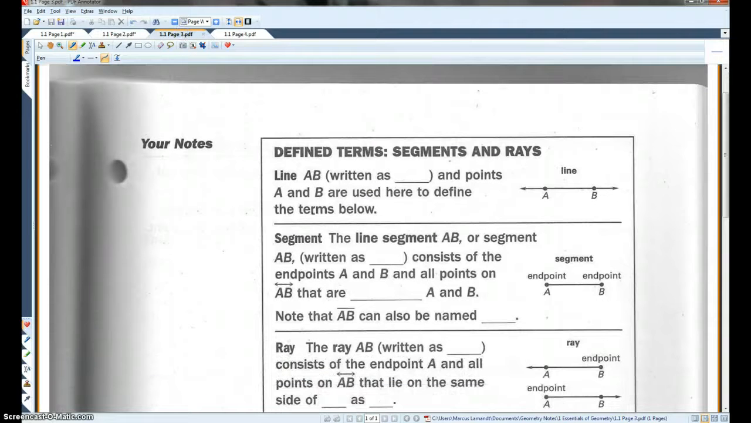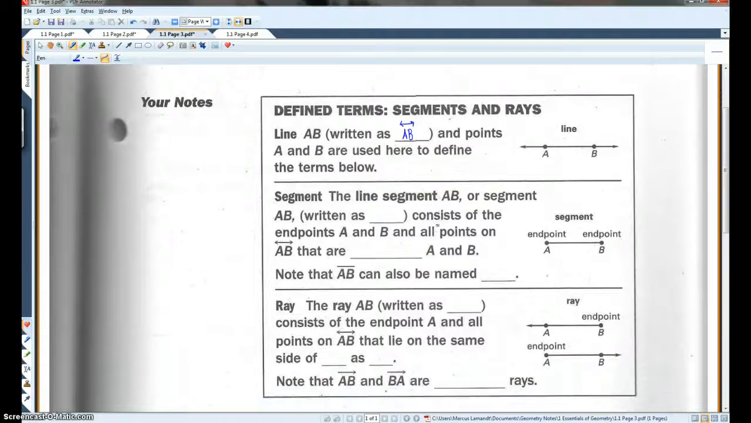Alright, page 3. Define terms, segments, and rays. Line AB written like this. And points A and B are used here to define the terms below. Okay? Line segment AB or segment AB written like this consists of the endpoints A and B and all the points on line AB that are between A and B. So basically from here to here and everything in between.